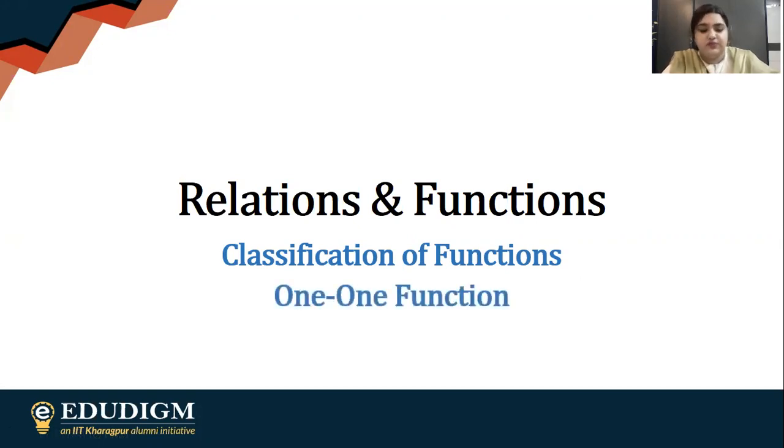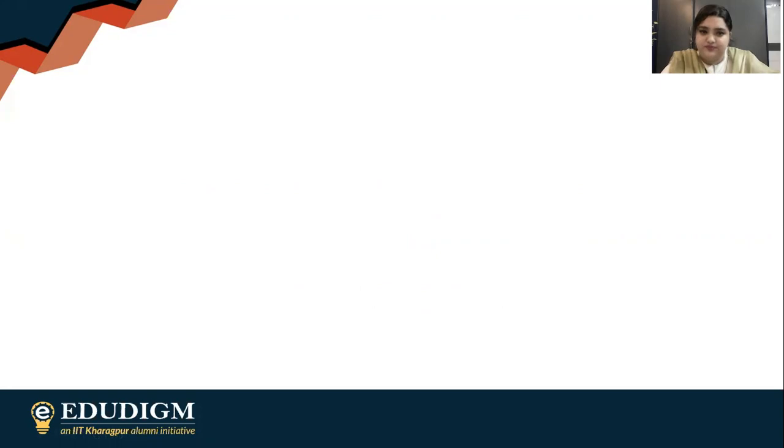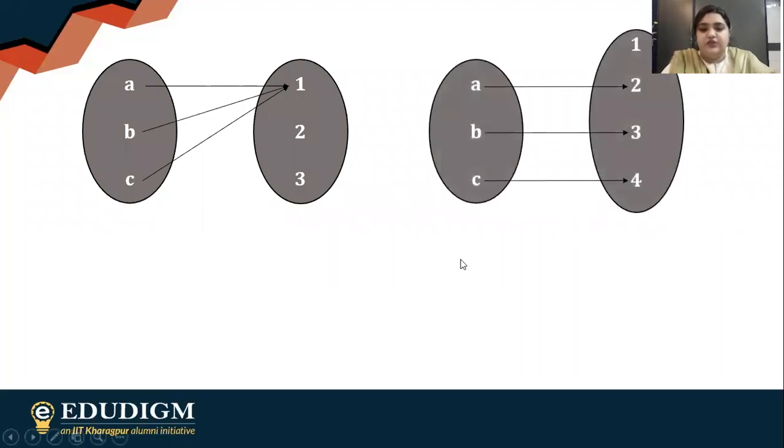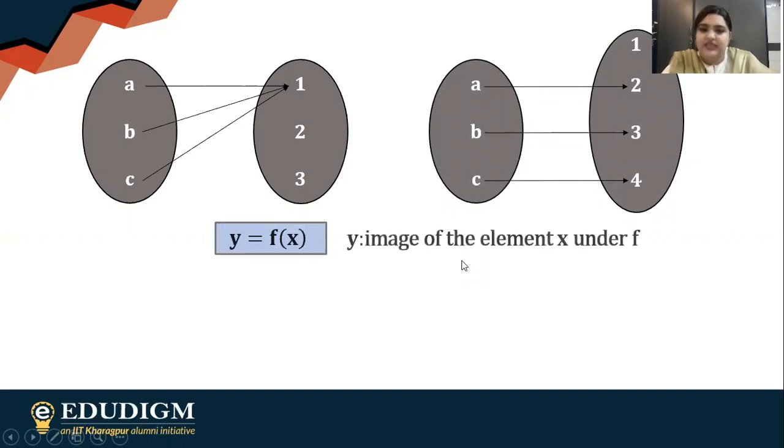So start with the first part, which is a one-one function. As we are already familiar with functions, let's take a look at some arrow diagrams. Look at these two. We write y equals f(x), and y is the image of element x under f. For a function, we have talked about the uniqueness and existence of pre-images. So these are the things that we already know.